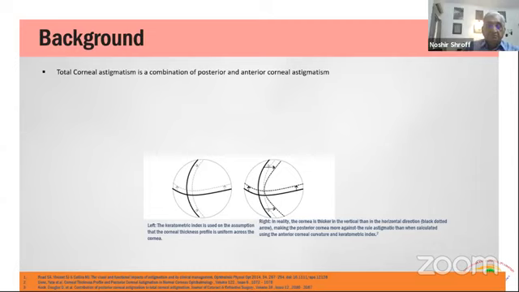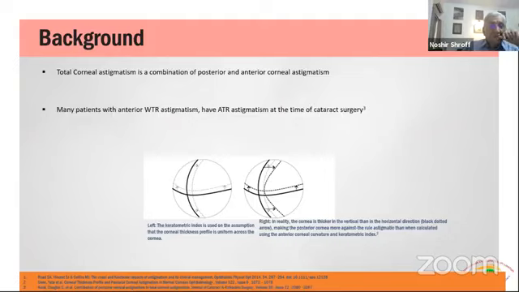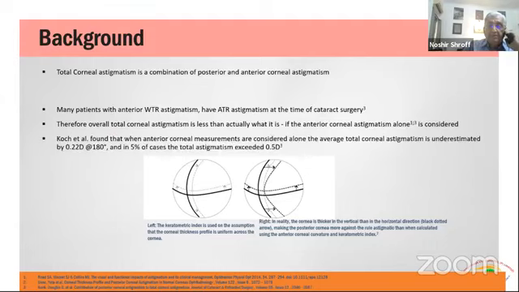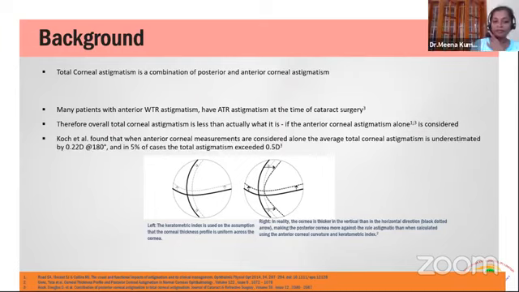So the total corneal astigmatism is a combination of posterior and anterior corneal astigmatism. It's just not taking into account the anterior corneal surface. And many patients with anterior with the rule astigmatism at the time of cataract surgery have got converted into against the rule astigmatism. Therefore, overall total corneal astigmatism is less than actually what it is if the anterior corneal astigmatism alone is taken into consideration. This is again reinforced by the study conducted by Koch et al.